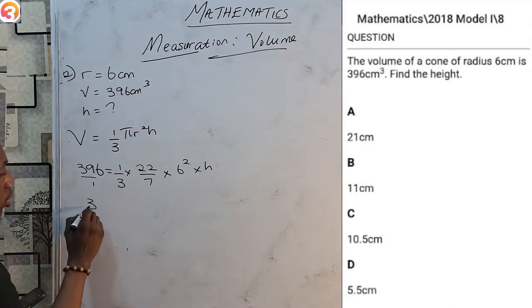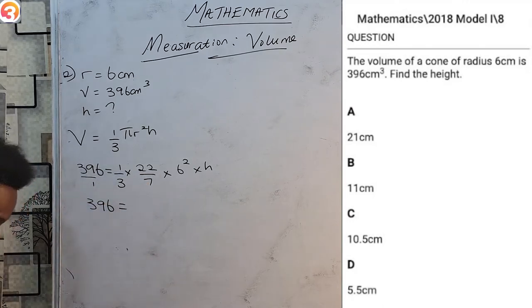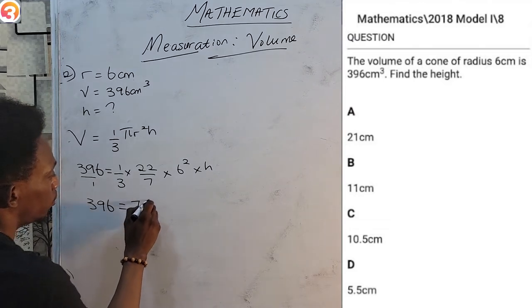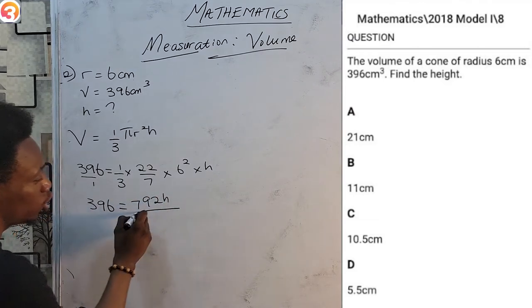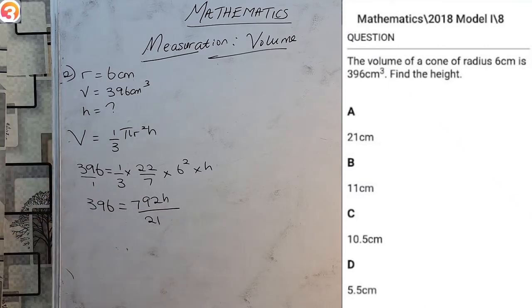Let's multiply the numerators first. This will be 22 times 6 squared. That's 22 times 6 times 6, which is 792h, all over 3 times 7, which is 21. Then I have different ways to proceed from here.